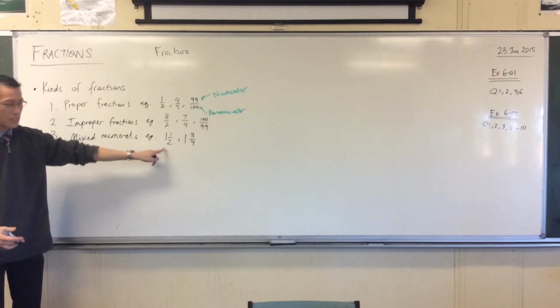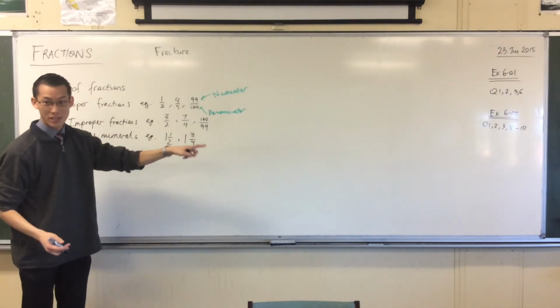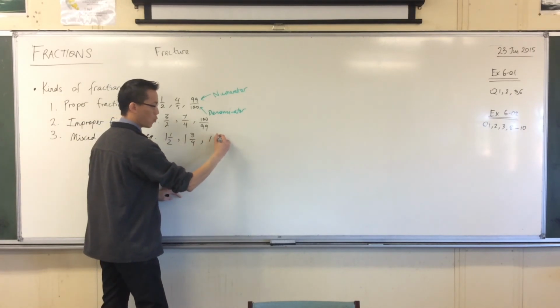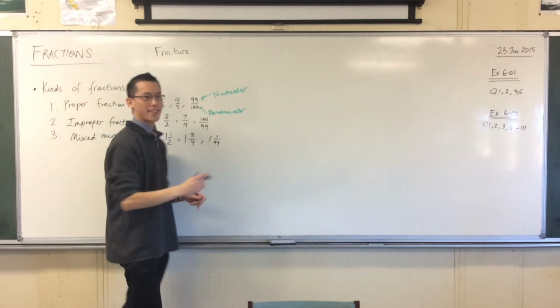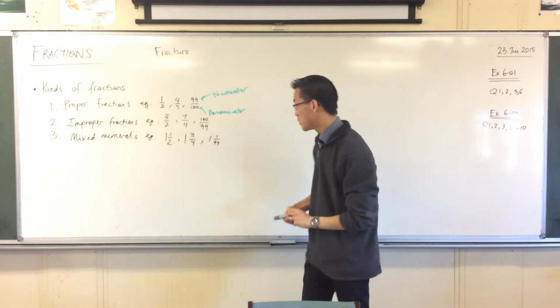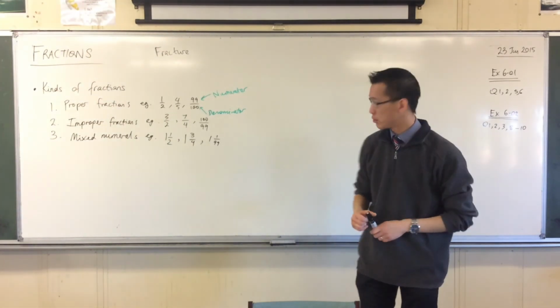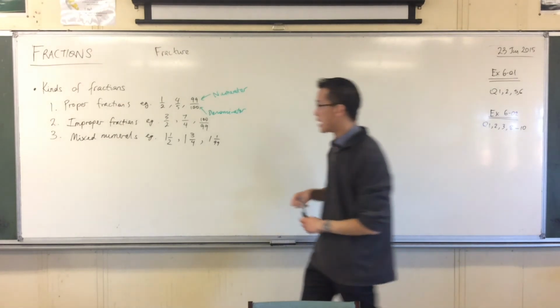That's the way I read it as well. Not 1/2, it's 1 1/2. Not 1 3/4, it's 1 3/4. And then this guy here would be 1 1/99th, I guess. Okay? And it doesn't have to be a 1 out the front. It could be a 2 or a 3 or a 4. Whatever whole numbers you like to include. Okay? So those are the kinds of fractions.